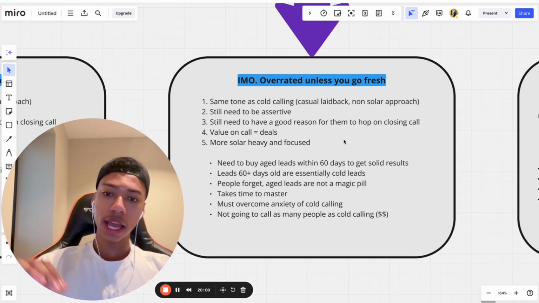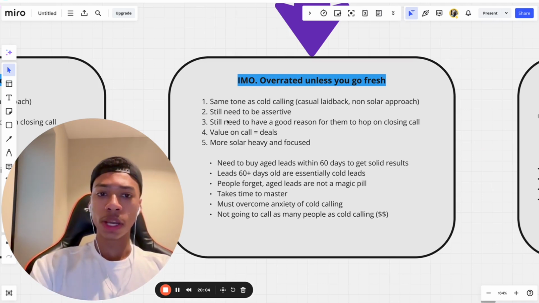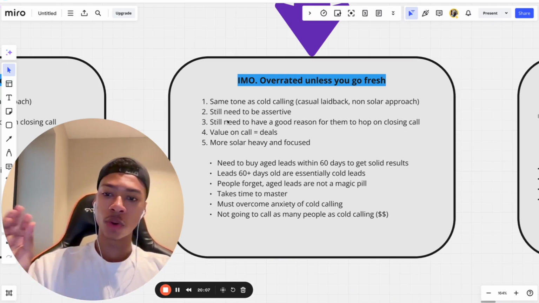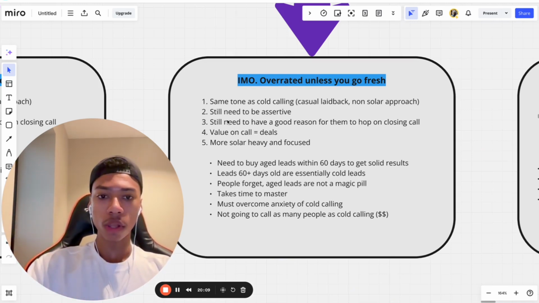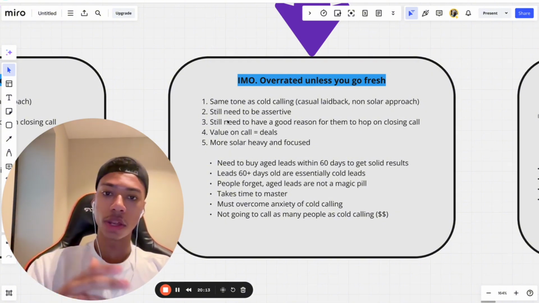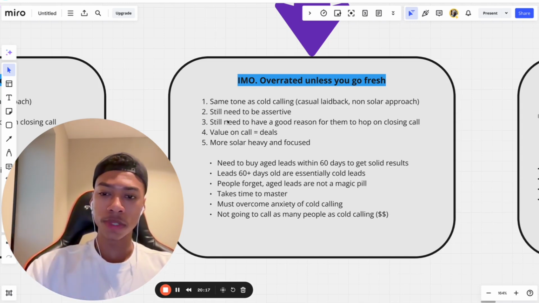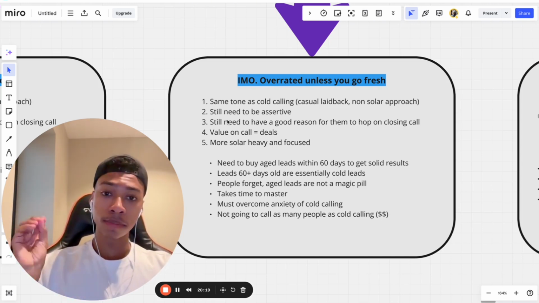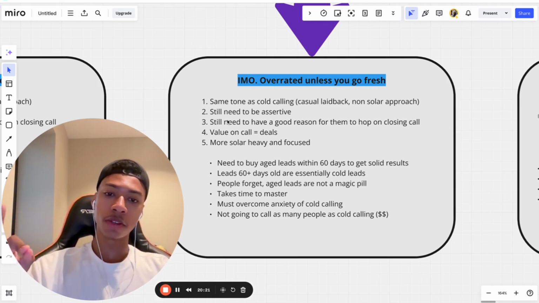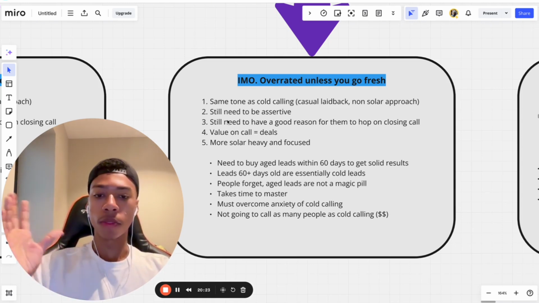And it can be a little bit more solar heavy and solar focused in your pitch. So instead of going with a complete non-solar approach where you literally don't even mention solar at all on your cold call, you can drop solar here and there, and ask them if they've looked into it, or talk about their experience with solar, or if they've looked into any programs in the past. You can do that simply because they have expressed some interest in solar a month or 2 months ago.